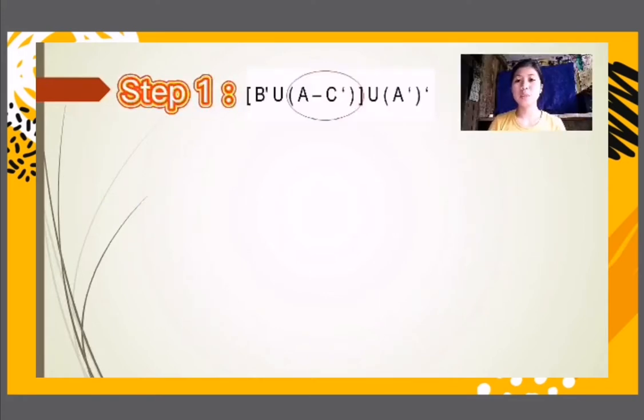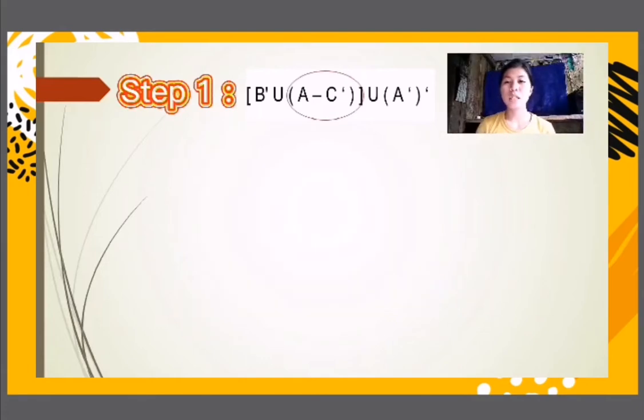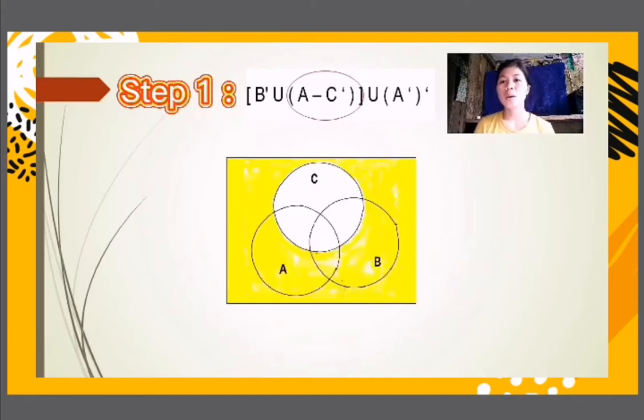Because of the parentheses, we must consider A minus C complement first. So let's start by shading set A. This illustration shows the shaded set A. Next we shade the set C complement. This illustration shows the shaded set C complement.